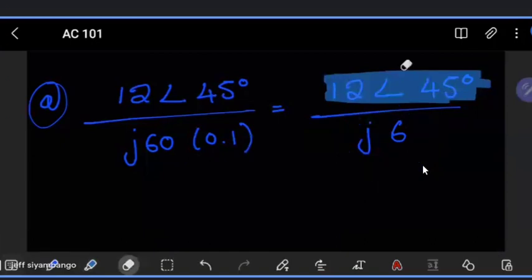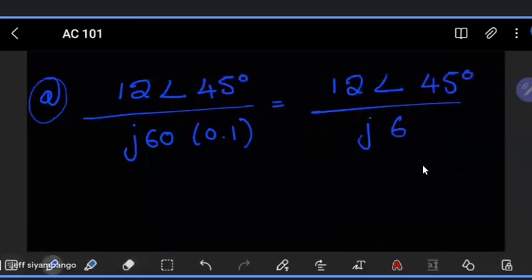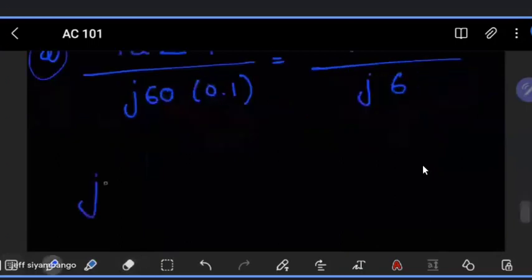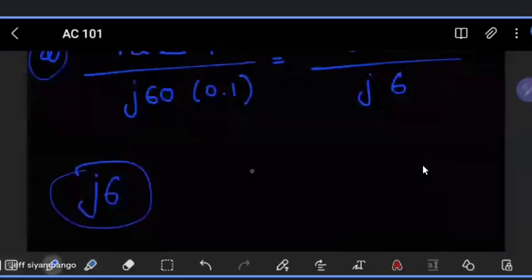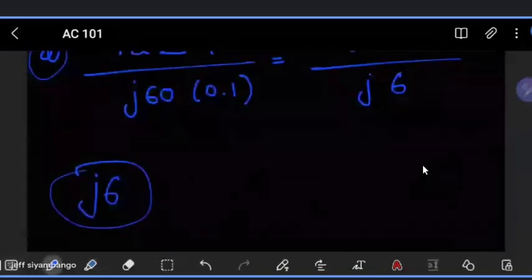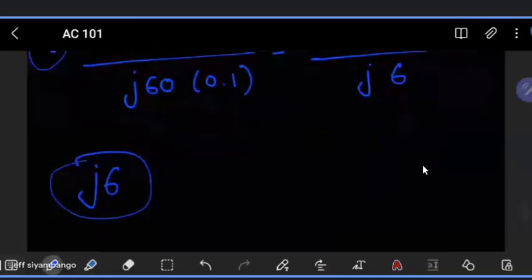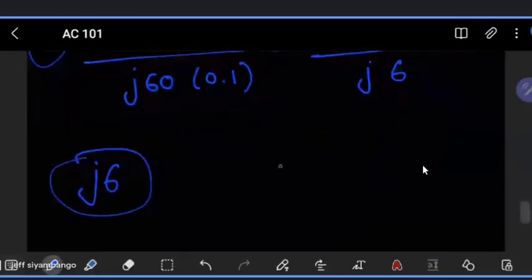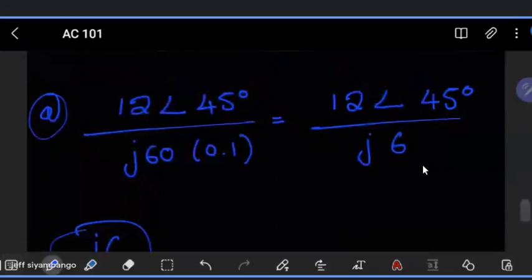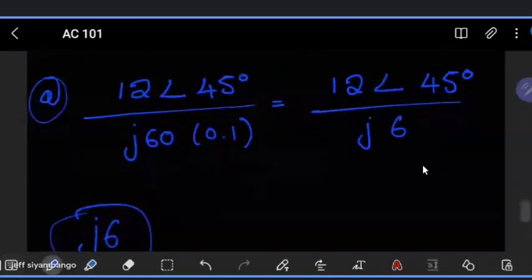Well, in this case, let's focus on that denominator where we have J6. How do we write J6 in polar form? Well, to write it in polar form, all we need is two things. We need the max. Doesn't matter what we're dealing with, even if you don't know whether it's voltage or current. All we need is the max.